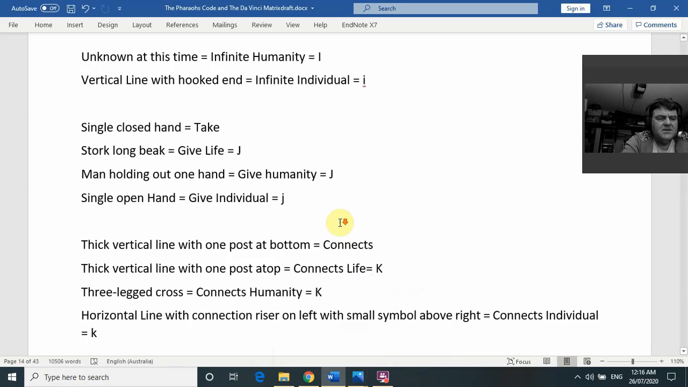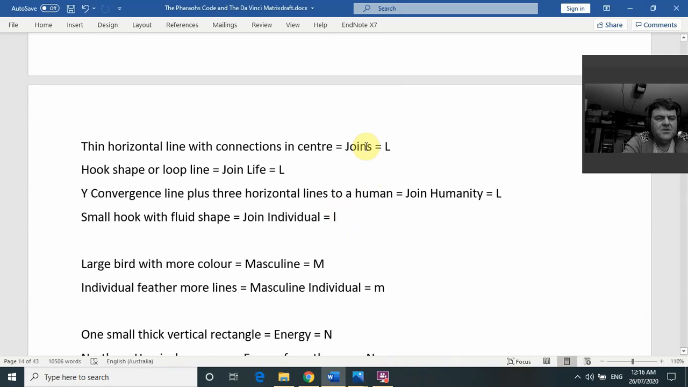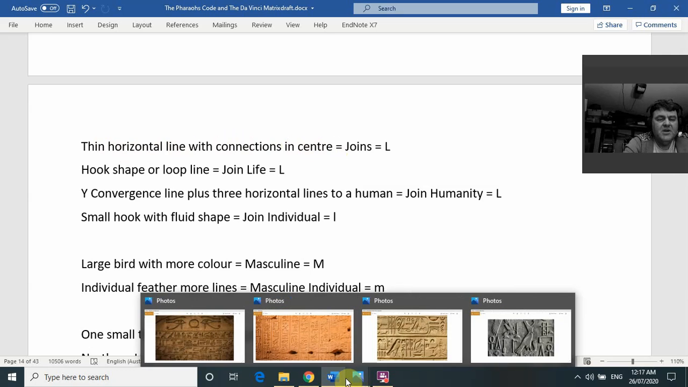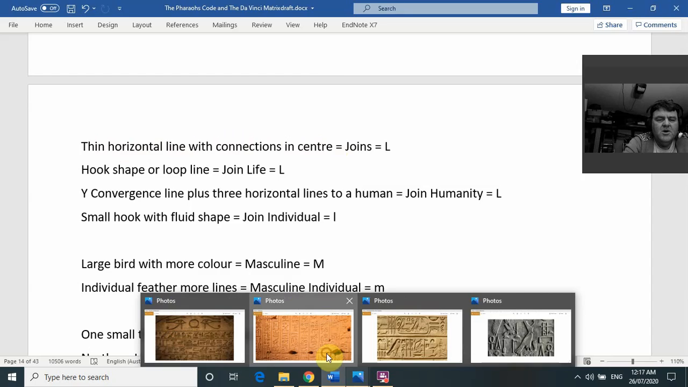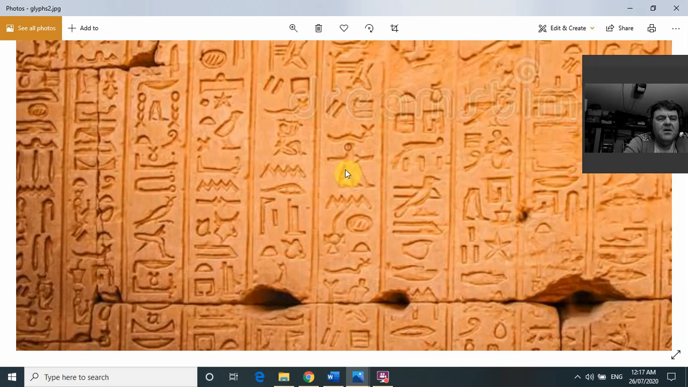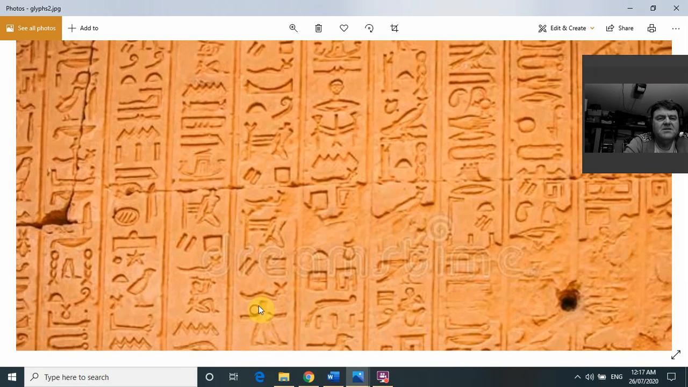And the next section is the joins. Okay, so this is now the stronger type of connection. And joins, for the overall concept of joining, is a thin horizontal line with the connections represented in the center. These look like a flat line, a horizontal line with a bloom of, I guess, energy, you would say, right? But it's signifying a joining in the energy.